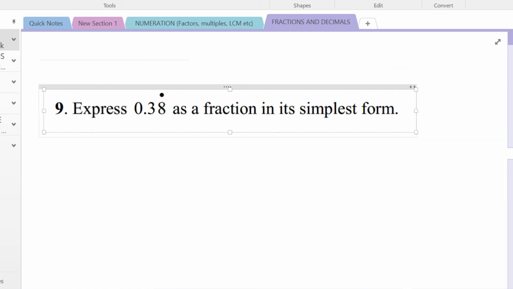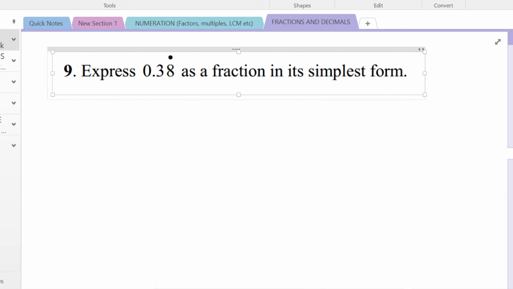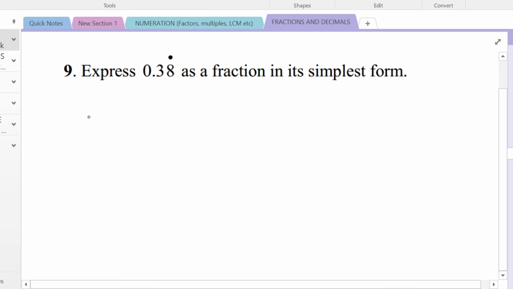Moving on to this one, express 0.38 (with a dot on the 8) as a fraction in its simplest form. Same as before, we have a value of x as 0.38. We have a dot on top of 8, meaning it is only 8 that is recurring. So, as usual, we are going to first bring the number that is not recurring onto the other side of the decimal point.